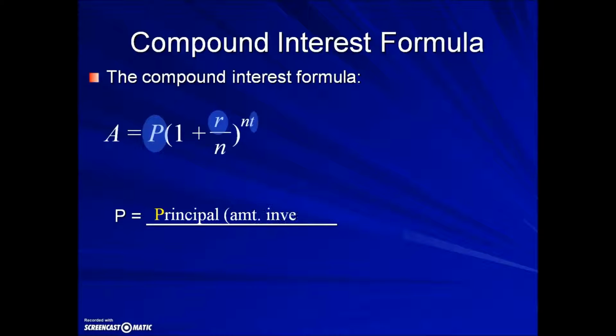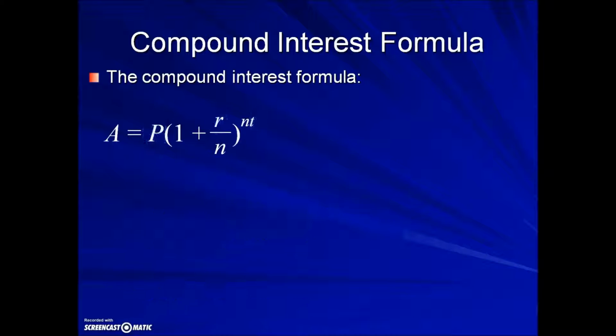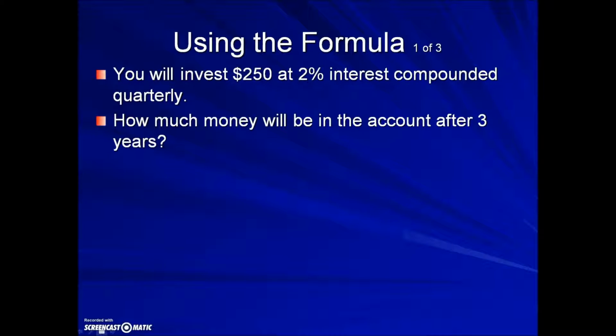P stands for the principal amount, the initial amount that's invested. R is the interest rate as a decimal. T is the time that the amount is in the account and being compounded in terms of years. N is the number of times interest is compounded in 1 year.